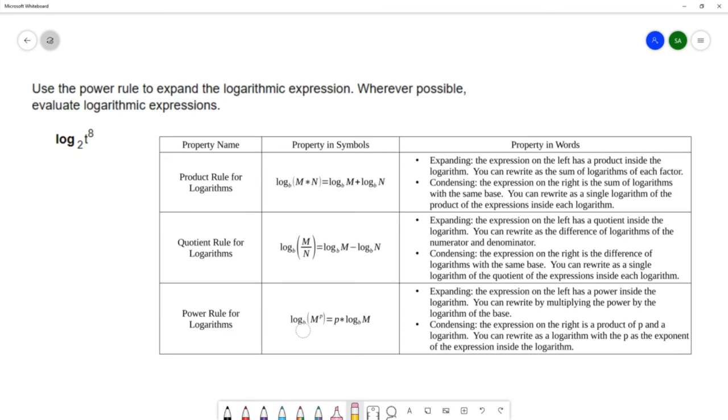This power rule deals with a situation where we have an exponential expression within our logarithm. We have log base b of m to the power p. The way that we can simplify that using the power rule is to move that power into the position of the coefficient of our logarithm. And so that's what we're going to do with our example here. We do have an exponential expression, t to the 8th, inside of our log, and we're going to take that exponent of 8 and move it into the coefficient of the logarithm, applying the power rule. So that would give 8 times log base 2 of t.